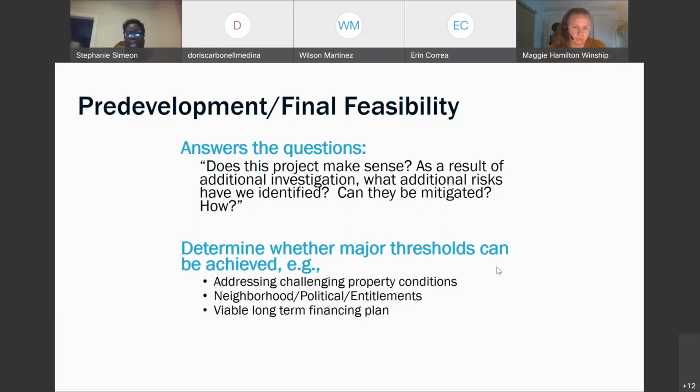Real estate is a great way to go. And I'm not telling you not to go that way, but going the route of affordable housing is a beast on its own. If you're not willing to stay the course with that, you need to continue to ask yourself, is it making sense? And then another question here: as a result of additional investigation, what additional risk have we identified?